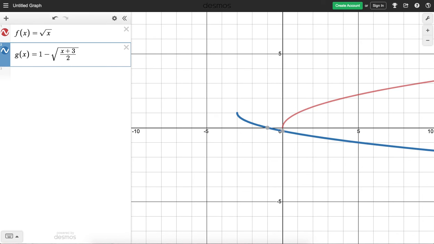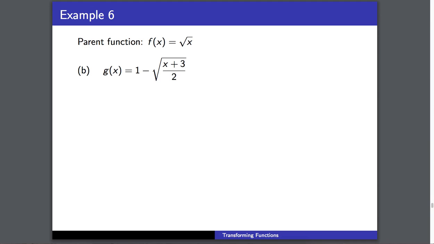All right, so quite a bit going on here. We have some shifting, a little bit of reflection as well. So let's take a look. Well, first up, we can rewrite this as negative square root of x plus 3 all over 2 and then plus 1. Or we can break it up with fractions. Negative square root of x over 2 is 1/2 x, plus 3 over 2 is plus 3/2, and then plus 1.